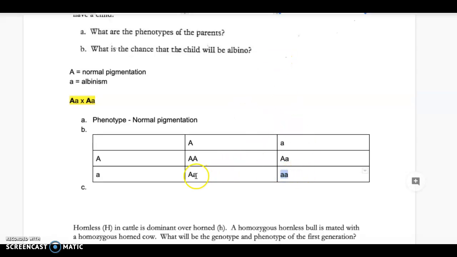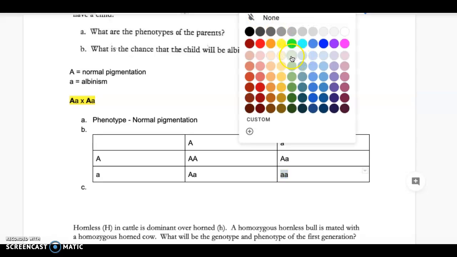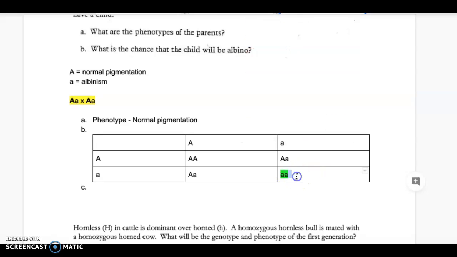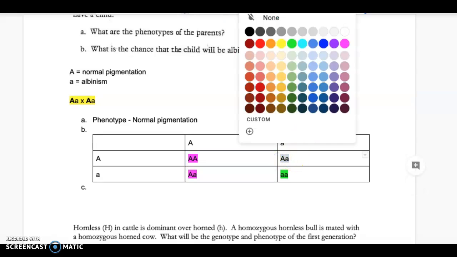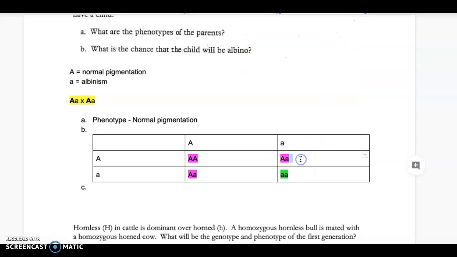So remembering that if there's a dominant allele present, that one will always be expressed. Okay, so these three are not going to be albino. The only albino one here is this double recessive, which is called homozygous recessive, because they are the same. These will all express normal pigmentation because the dominant allele is present.